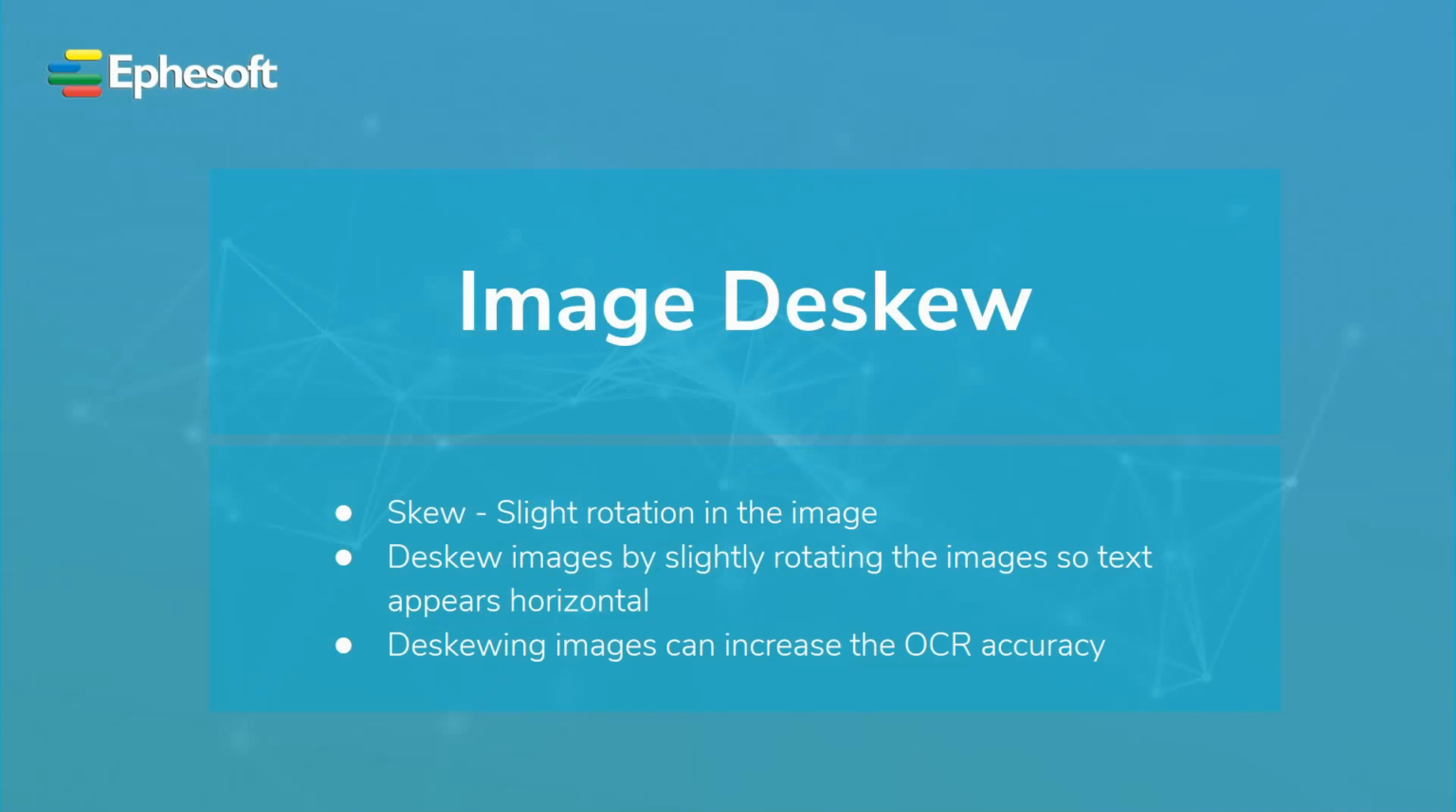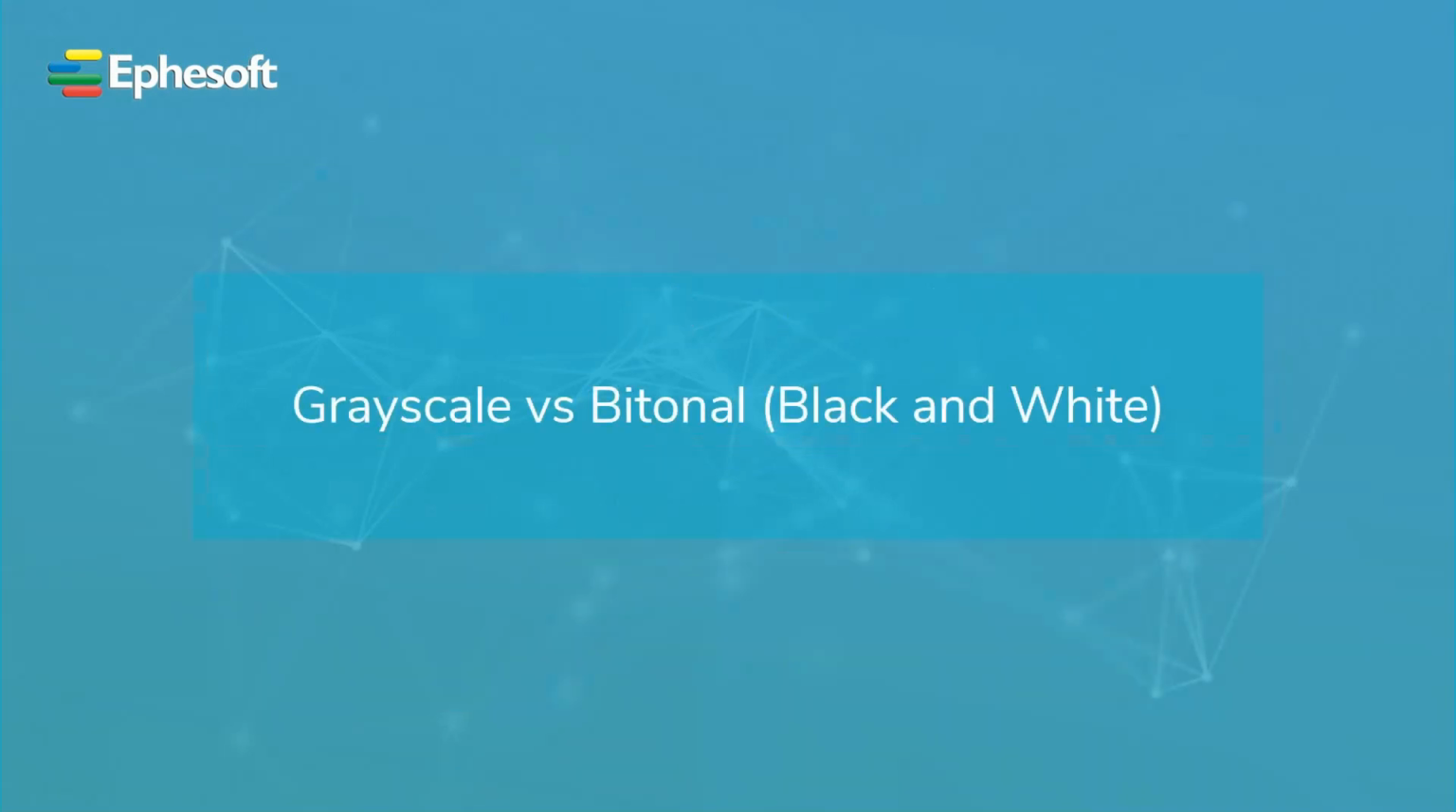The OCR engine will attempt to perform this functionality, but if utilizing a scanner, it is best to do it at scan time. During this section of the tutorial, we'll talk about grayscale versus bitonal scanning and printing.